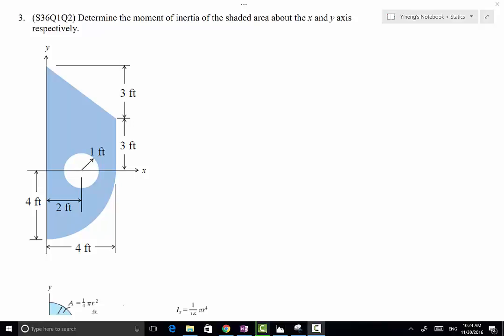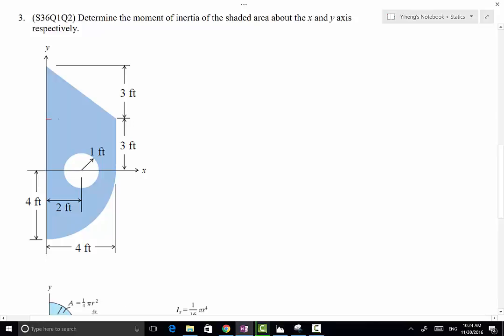In this problem, we have a composite area that is made up by several standard shapes, and we need to determine the moment of inertia of this overall shaded area about the x and y axis respectively. So let's first divide it into component standard shapes.